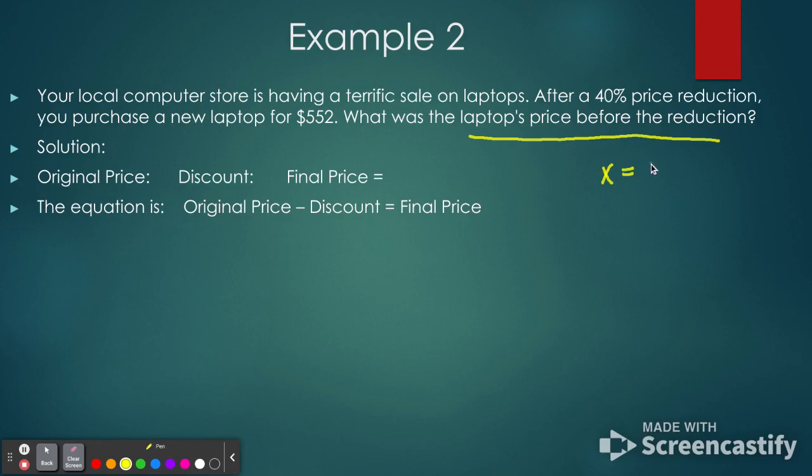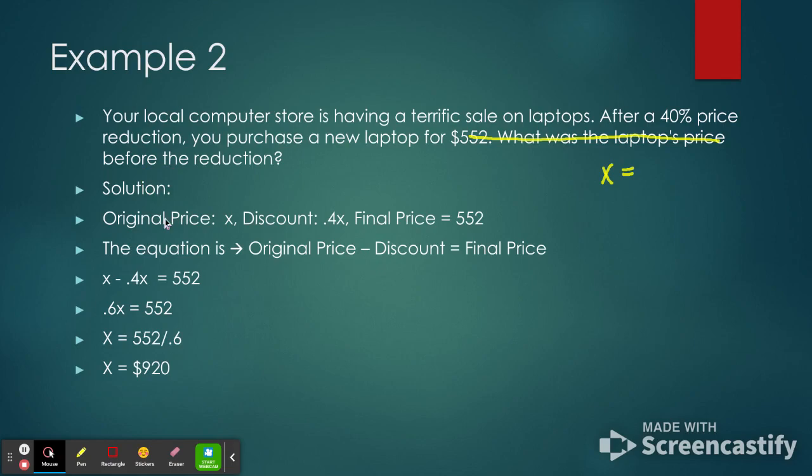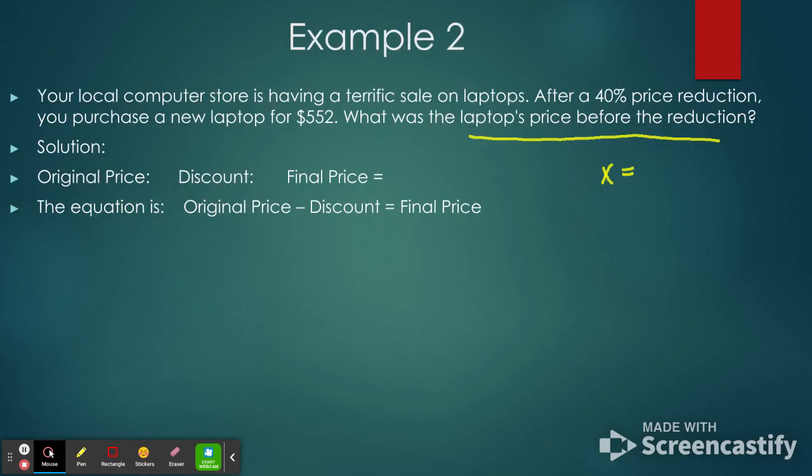X is equal to the price, also known as your original price. Now we know that we have a price reduction.